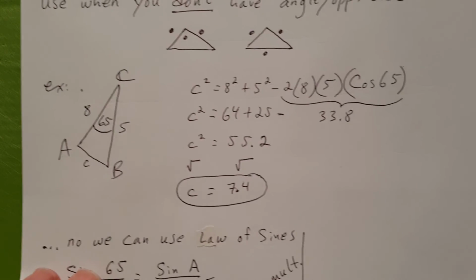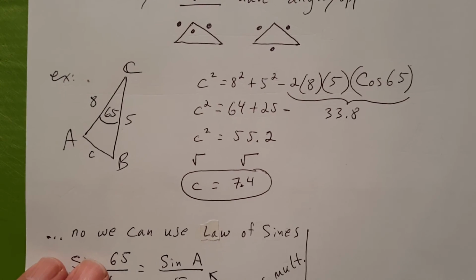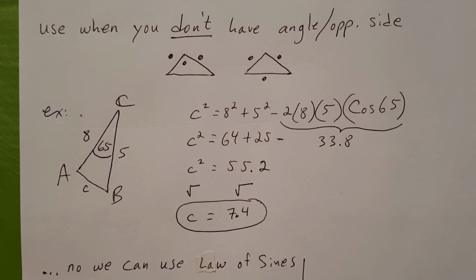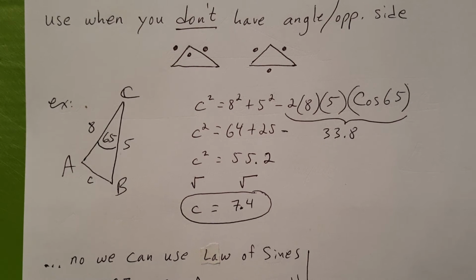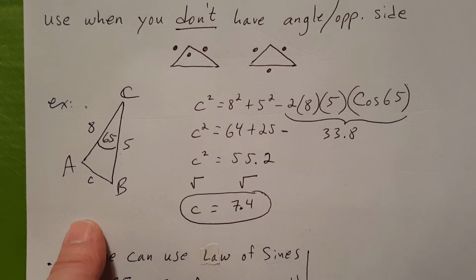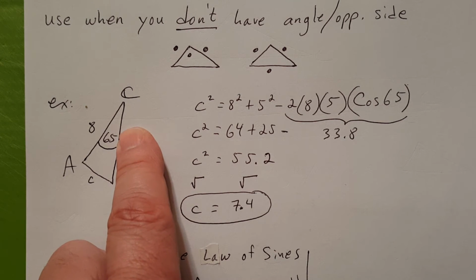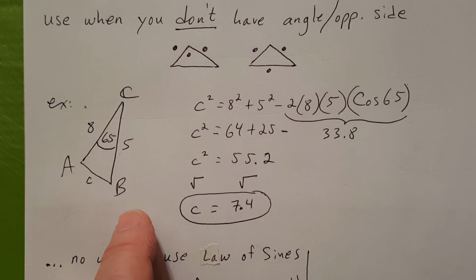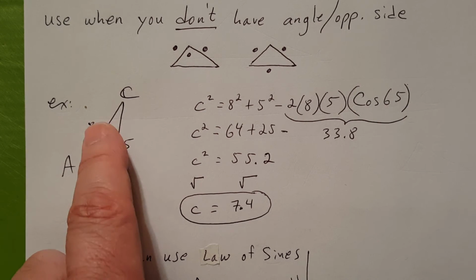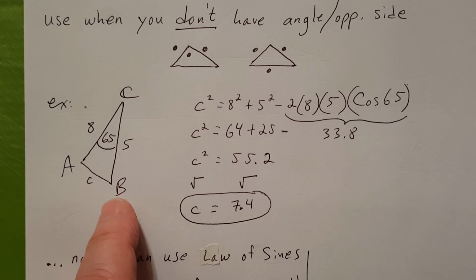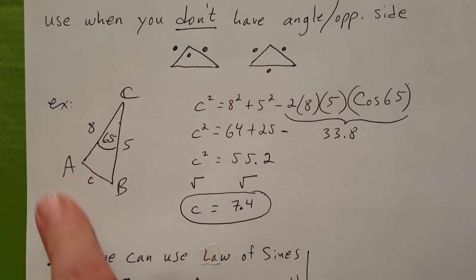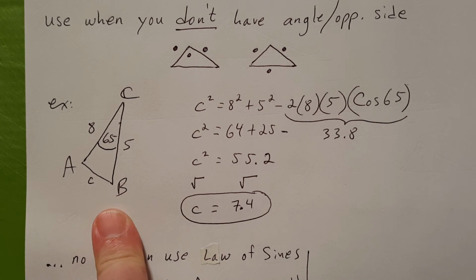Okay, let's look at an example. Notice in this example right away that we can't use law of sines, because if you try to use the law of sines, look what happens. Sine of 65 over c is equal to sine of b over 8. You have 2 unknowns, so it doesn't work here. If you try the law of sines, you'll run into trouble.